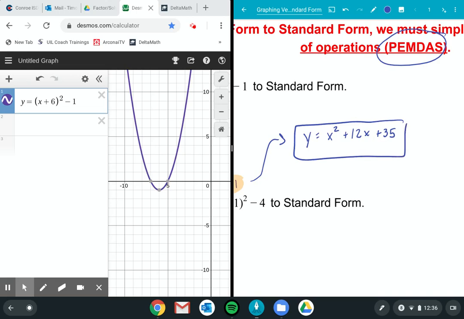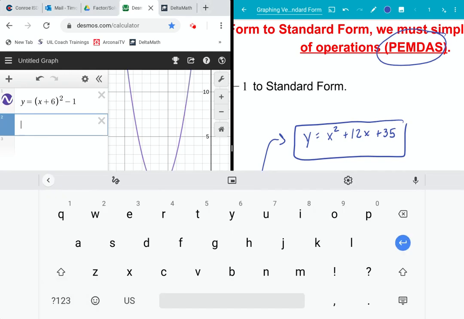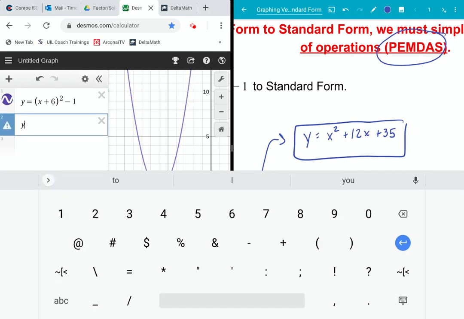So I just took a vertex form equation, multiplied it out to turn it into a standard. And going to Desmos, I'm just going to show you that these two equations are the same. I'm going to graph it real quick.